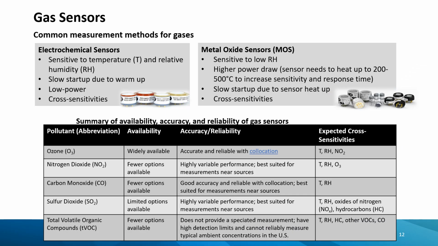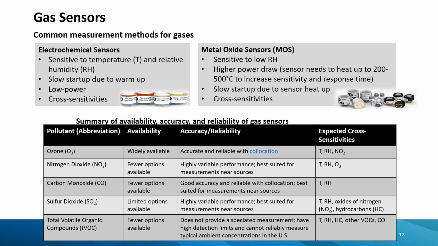Another common type of sensor are gas sensors. The most widespread measurement methods are electrochemical sensors and metal oxide sensors. Electrochemical sensors operate by reacting with a gas and generating an electrical signal that is proportional to the gas concentration. These sensors are sensitive to temperature and relative humidity, need time to warm up, have low power requirements, and have cross-sensitivity to other gases.